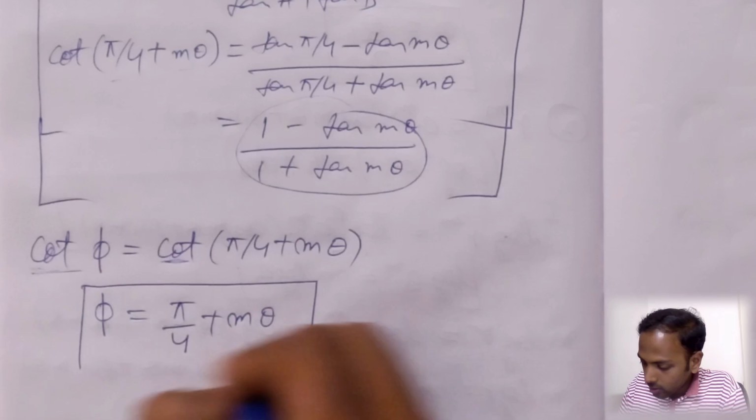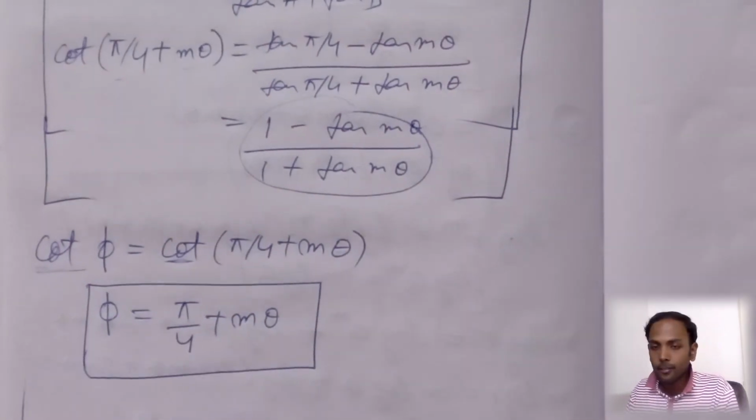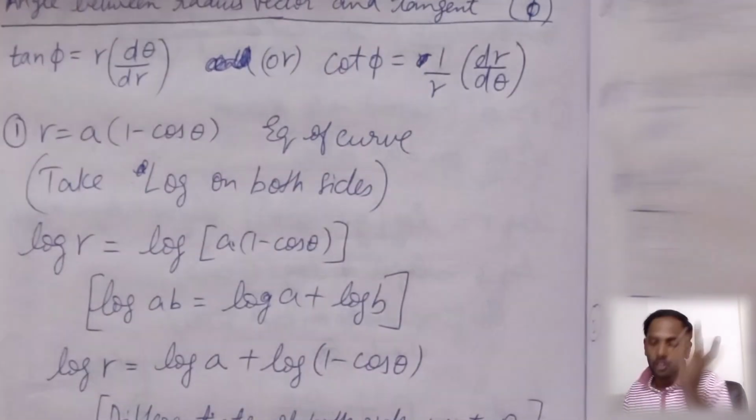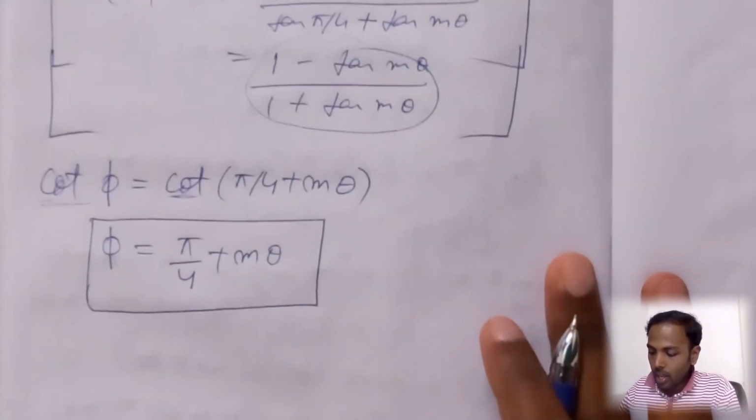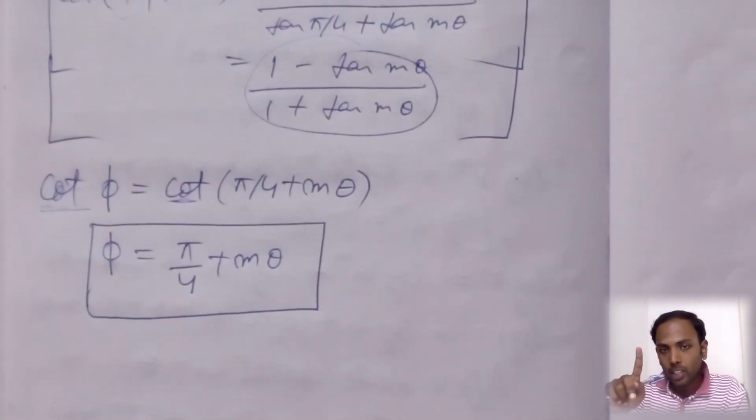This is the final answer. The goal is to find phi, the angle between the radius vector and the tangent. That's all you have to find. In the next video, this is part 1 actually, there is part 2 also.